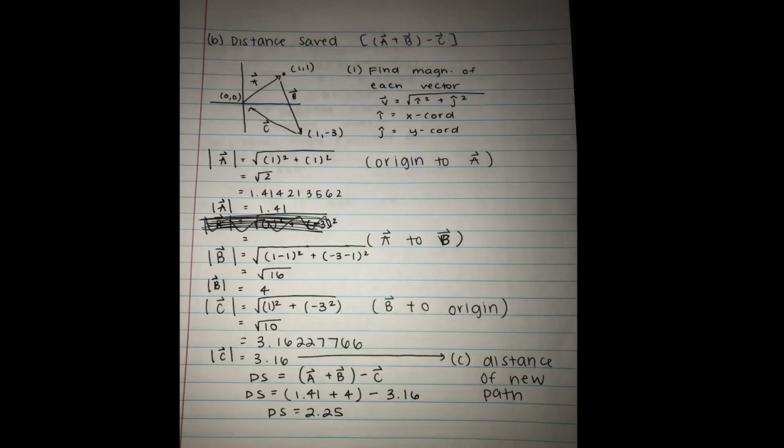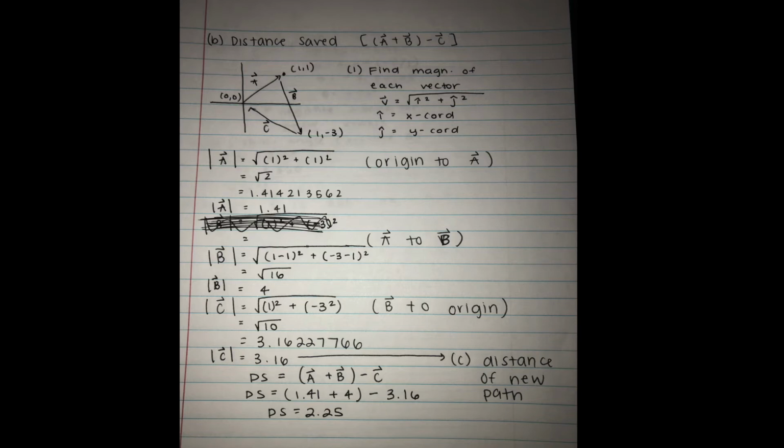Now looking at part B, which is the distance saved, you need to find the magnitude of each vector by using the distance formula, equal to the square root of x2 minus x1 quantity squared plus y2 minus y1 quantity squared. By plugging in the numbers, vector A equals 1.41, vector B equals 4, vector C equals 3.16. Since you solved for the magnitude of vector C, which is 3.16, this also solves part C, which asks for the distance of the new path.